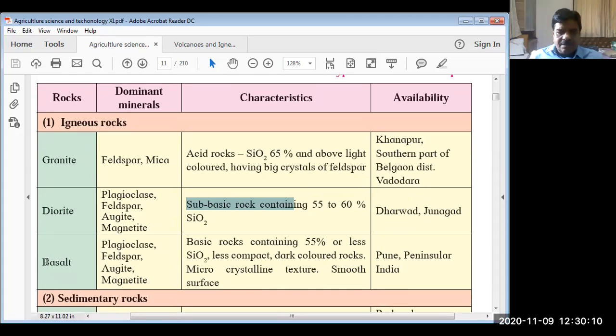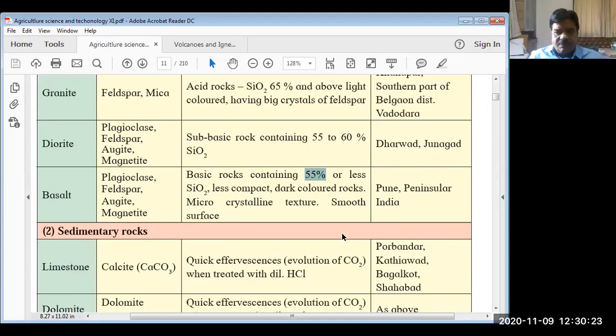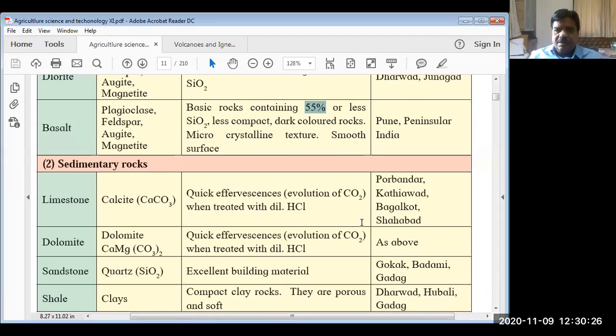Third example of igneous rock is basalt. It also contains the same thing and the SiO2 is less than 55%. And in other sites they are found. Second thing, that metamorphic rock. Now in this there are different examples: limestone, dolomite, sandstone, and shale. These are the examples of sedimentary rock.